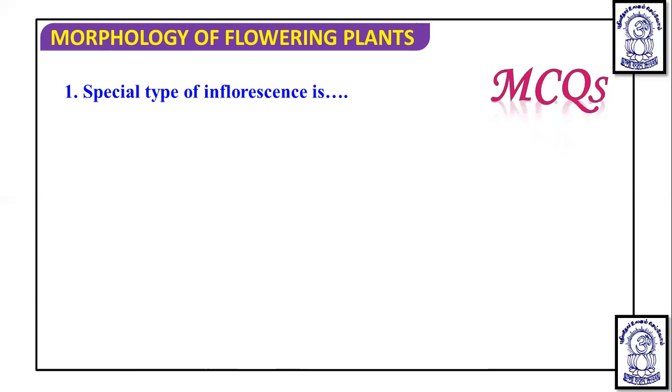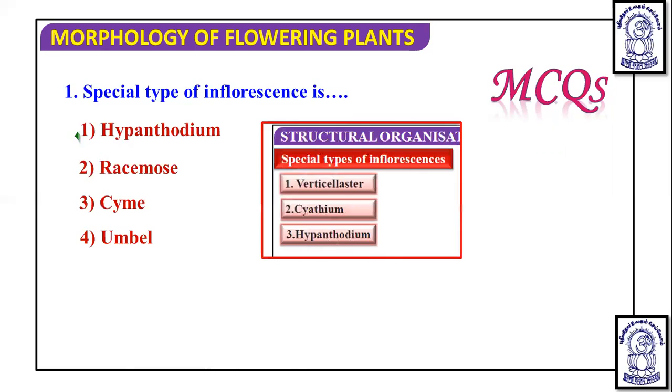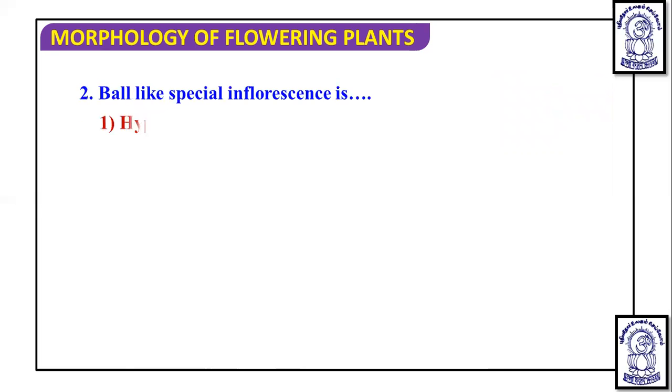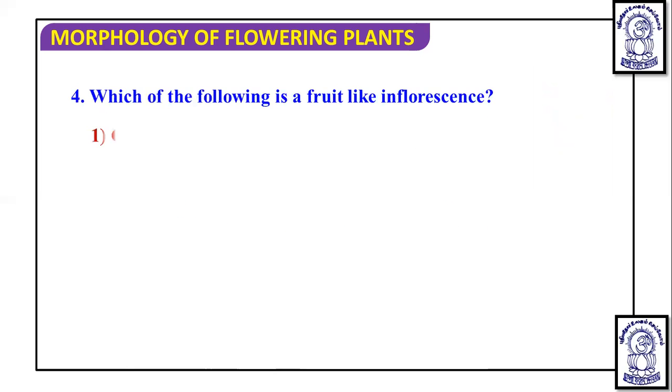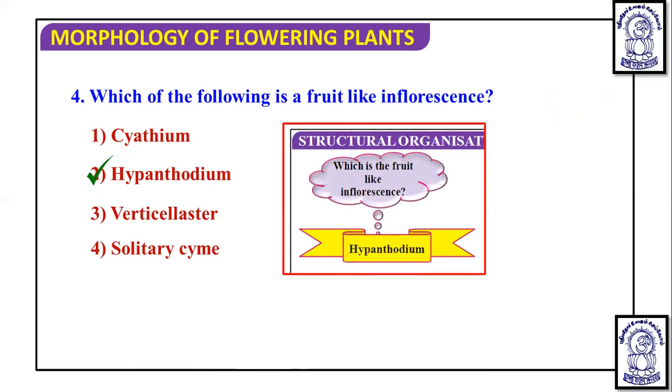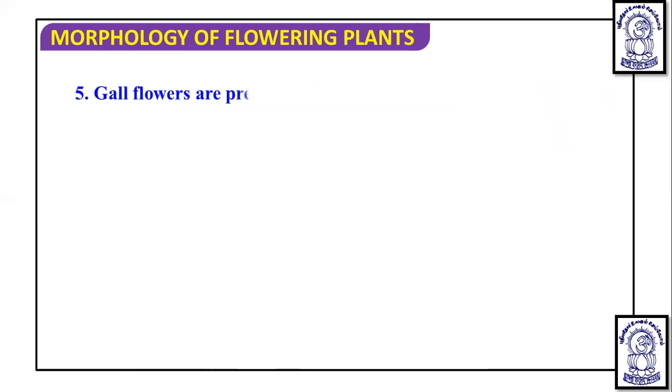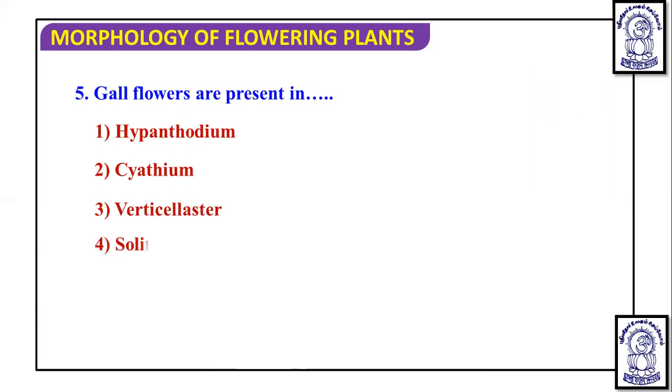Now let's talk about some simple MCQs. The special type of inflorescence is obviously hypanthodium, which we have just studied. The ball-like special inflorescence is verticillaster. Which of the following is a fruit-like inflorescence? Obviously hypanthodium. Then gall flowers are present in which? Gall flowers are short-styled sterile female flowers, which are present between the fertile male and female flowers in the hypanthodium inflorescence.